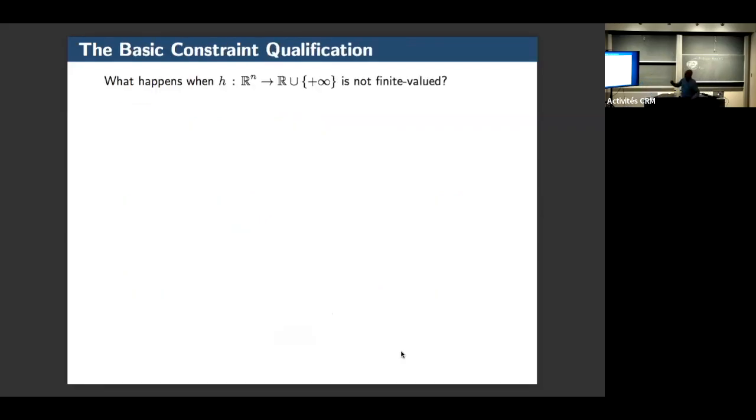So that was all for finite valued h. When it's not finite valued, things can go wrong, okay? So we have to be careful. They can go wrong for a multiplicity of reasons, okay? So if it's not finite valued, then we define this to be the domain of h, wherever it's finite valued, when it's not the whole space, okay? Then it's plus infinity outside of this set.